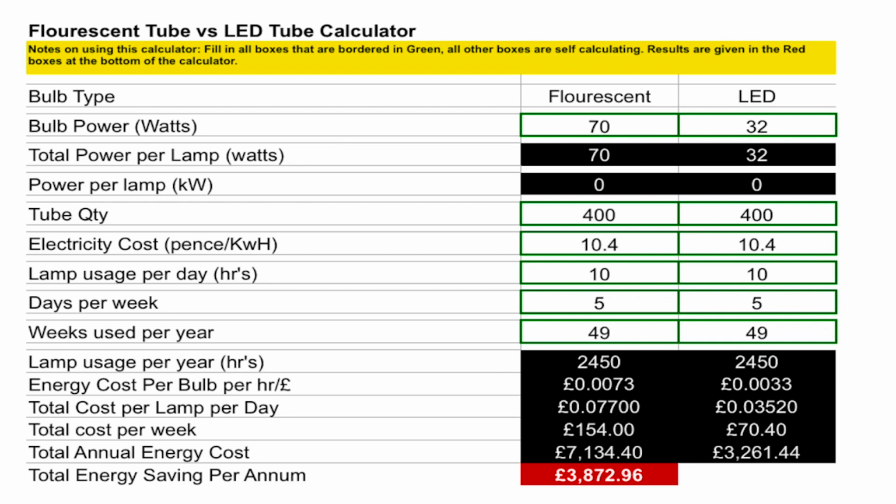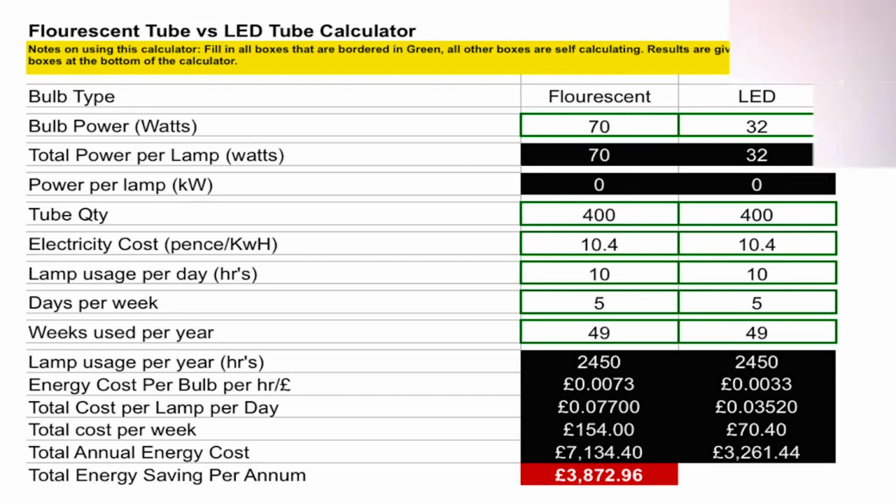We will now imagine a larger office building that has 4 floors, each with 50 6-foot fluorescent tube fittings and each containing 2 tubes that are used for 10 hours per day, 5 days per week, and for 49 weeks per year. You can see from the table that using our T-Lux T8 series tubes instead of fluorescent tubes will result in a saving of around 54%.